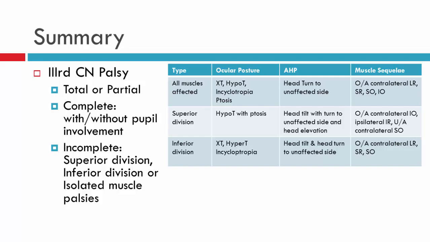Okay, to the right we have a table here from Ansons and Davis, which includes some of the hallmark features of a third nerve palsy where you have either all the muscles affected, the superior division or the inferior division affected.